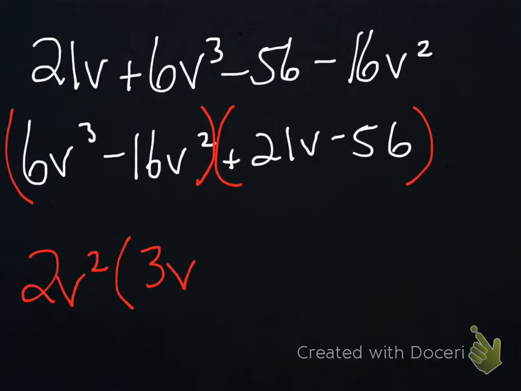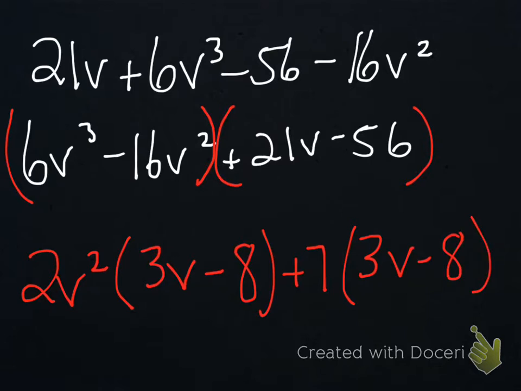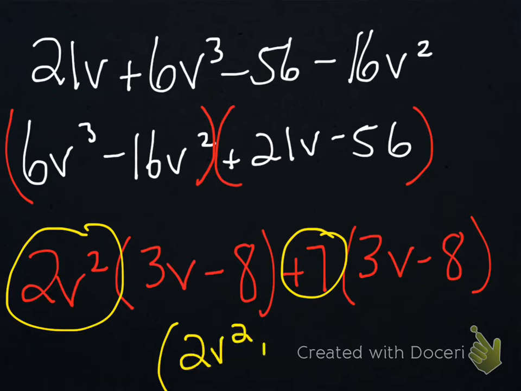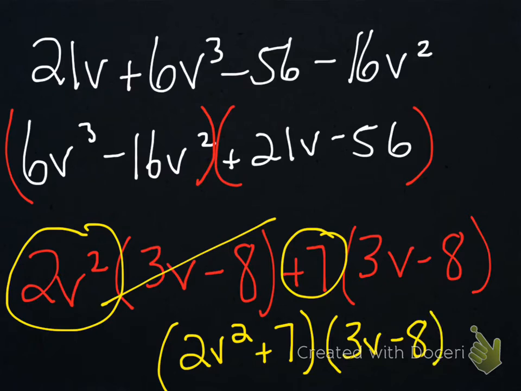Greatest common factor out of the first, 2v squared. That leaves me with 3v minus 8. Going to factor out a positive 7 of the second group, and that'll leave me with 3v minus 8. I'm going to take whatever is outside the parentheses, so that's a 2v squared and a 7. I'm going to cancel out one of the repeating factors and bring down the other.